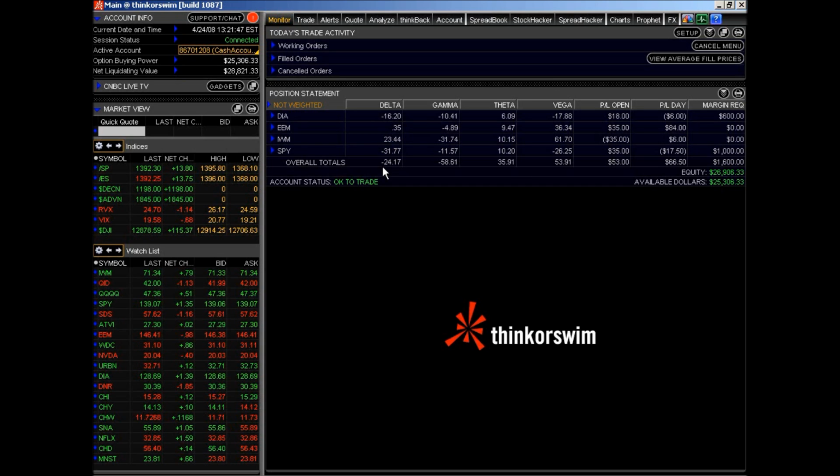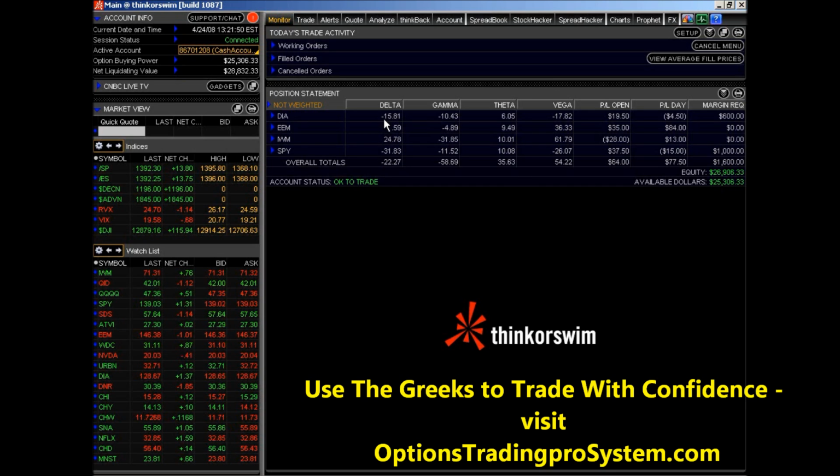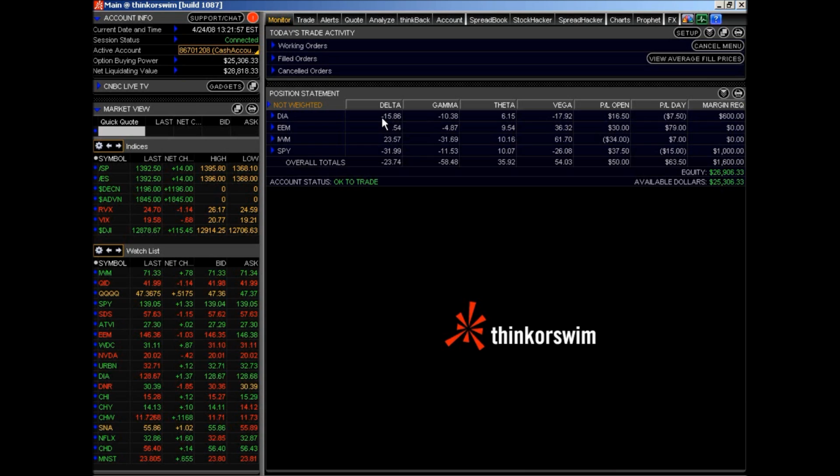On our individual positions, however, the diamonds would increase by $15.63 for each 1-point drop in the diamonds. Our EEM position would actually gain 58 cents by an increase in the price of the EEM by $1. The IWM would increase by $23 if the price were to go up by $1. And the SPY position would increase by $33 if we were to drop a point in the SPY.